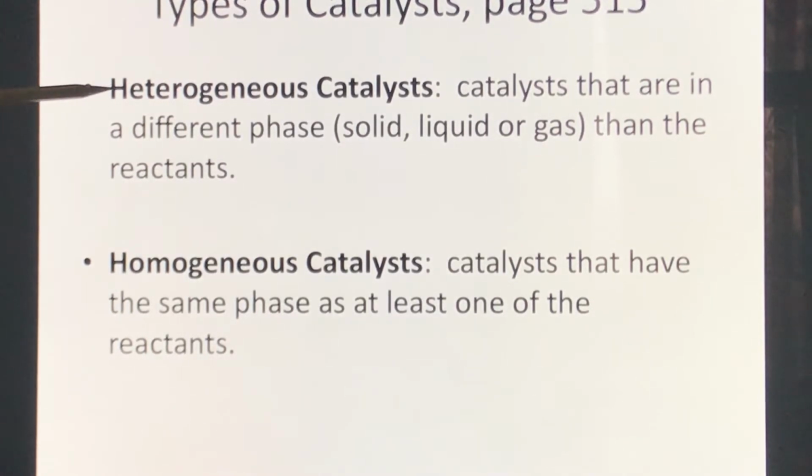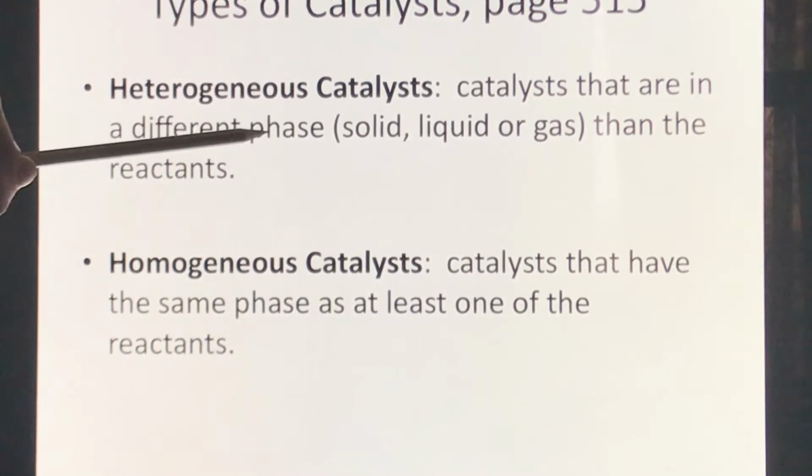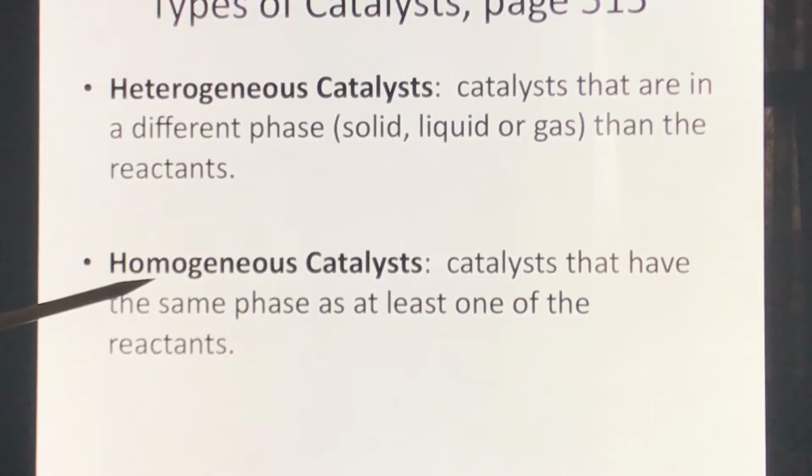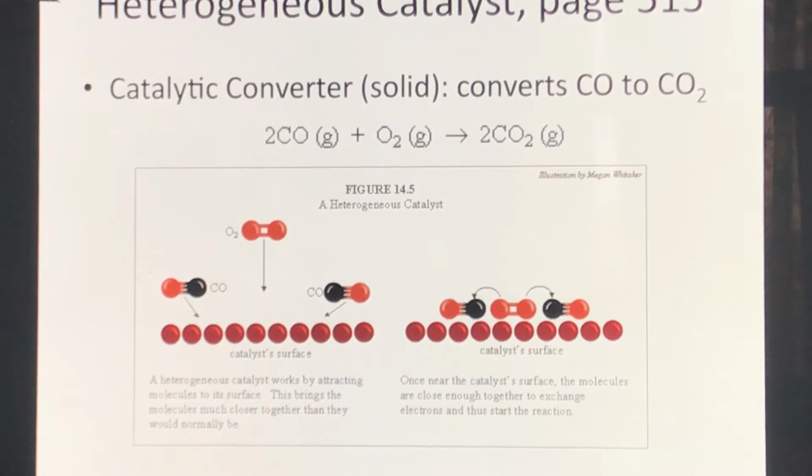So there's two types of catalyst that the book refers to. The heterogeneous catalyst, that is one when the catalyst is in a different phase than the reactants, and we'll be looking at an example of that, but by phase they're meaning solid, liquid, or gas. And then the homogeneous catalyst is a catalyst that has the same phase as at least one of the reactants. So here is an example of a heterogeneous catalyst.